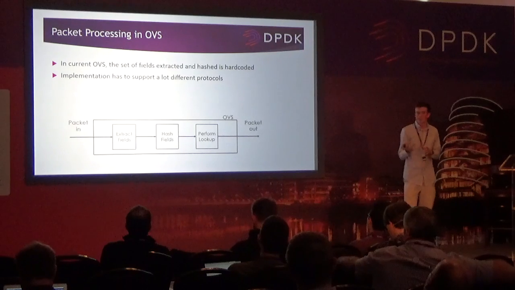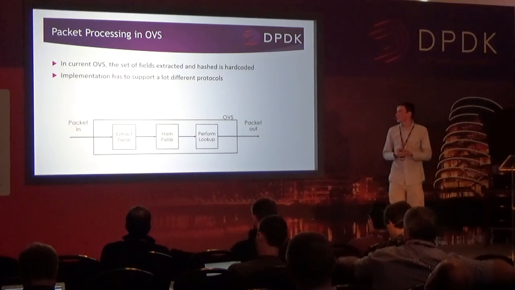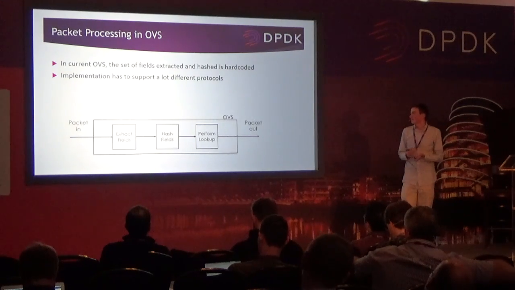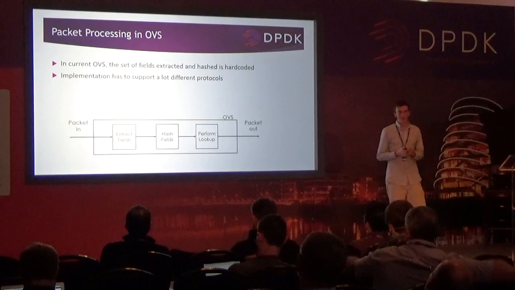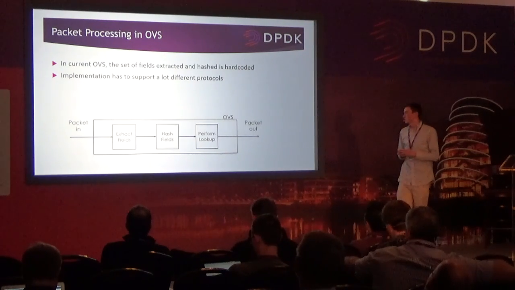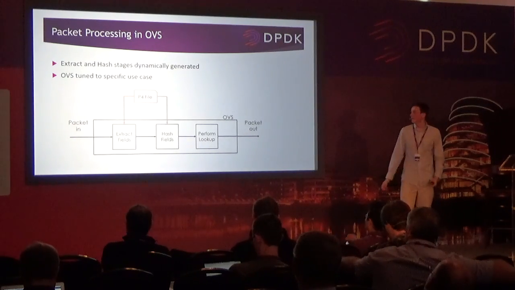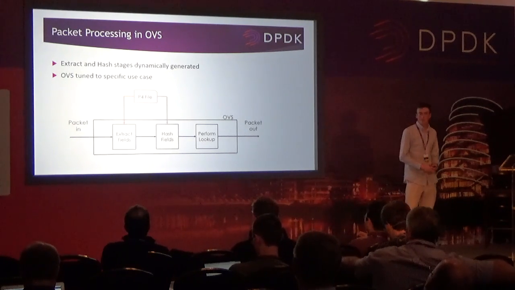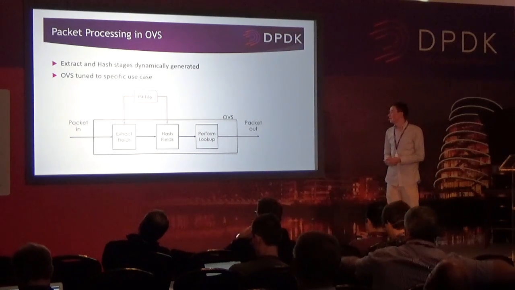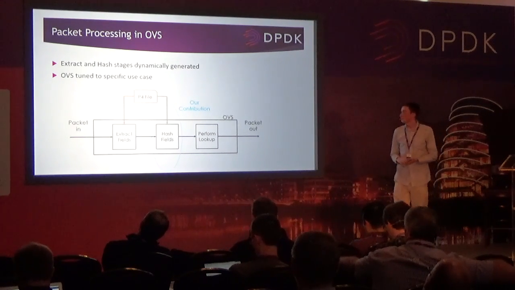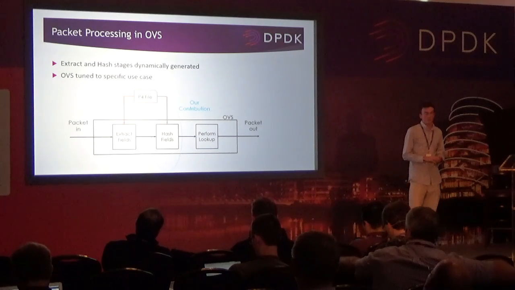So this is the way things work in standard OVS. As I mentioned earlier, fields are extracted regardless of whether they are needed, and this implementation has to support a wide variety of protocols, regardless of whether they're actually being used. If you add P4 into the mix, you can see that both the extract and the hash stages are dynamically generated, based off your P4 file. Our contribution to this stage was the hash. We dynamically generate the hash function that OVS will use when it's paired with P4.